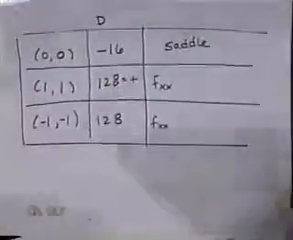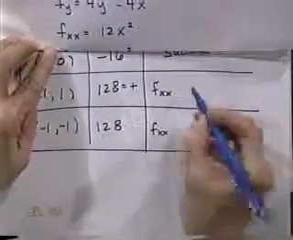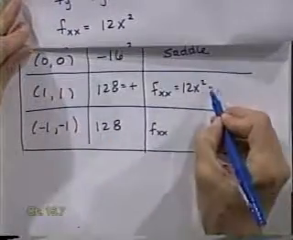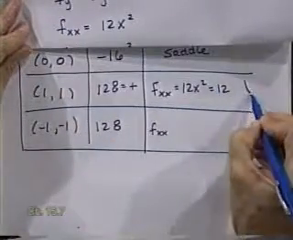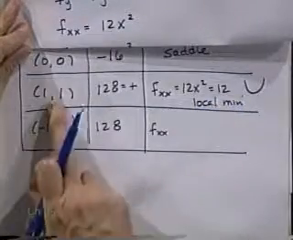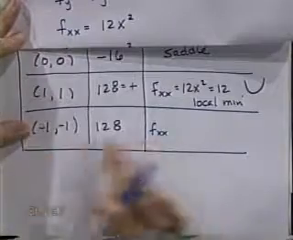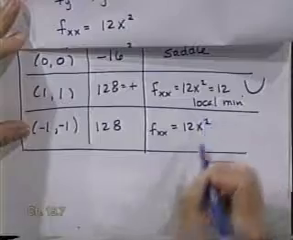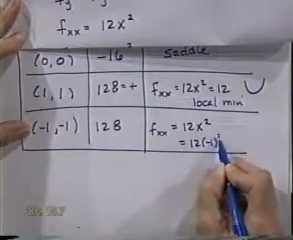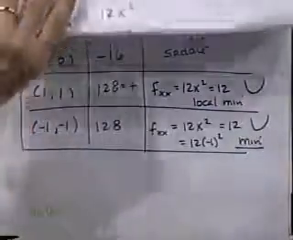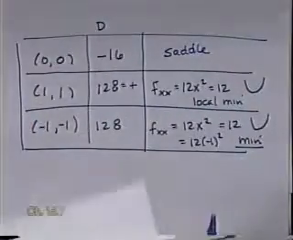Well, a few minutes ago, we evaluated fxx for this function, and we got 12x squared. So if I plug in x equals 1 in here, I get 12, which is positive, which means I'm concave up. So I have a local min at the point 1, 1. And at negative 1, again, if I plug x equals negative 1 into 12x squared, I get 12 times a negative 1 squared, which is 12. So I'm concave up, and I have a min at negative 1.